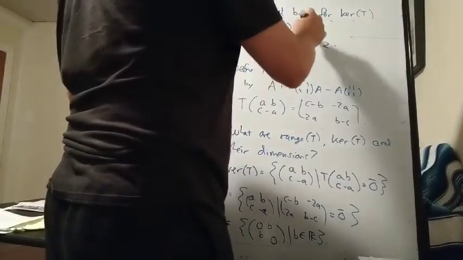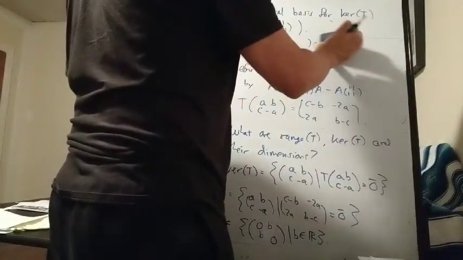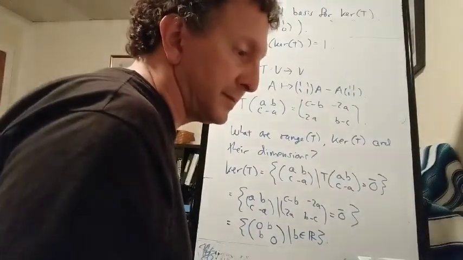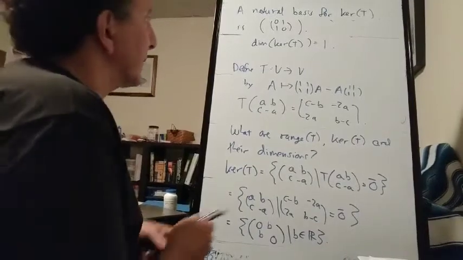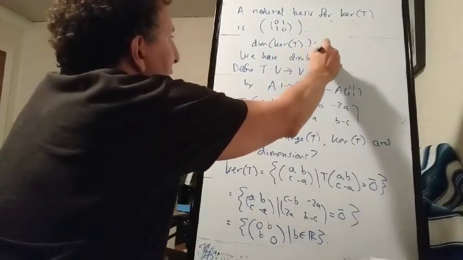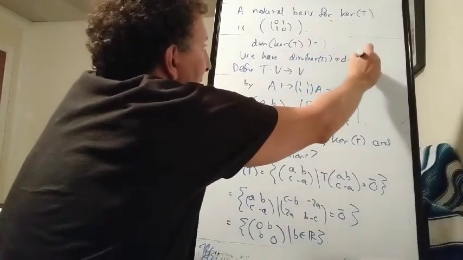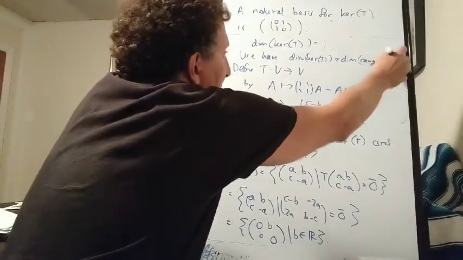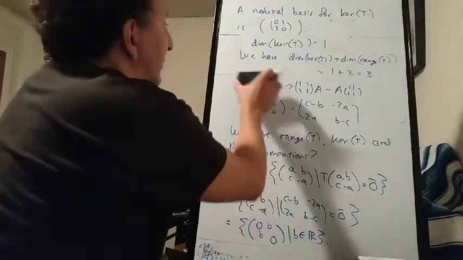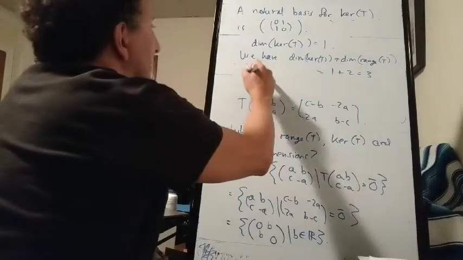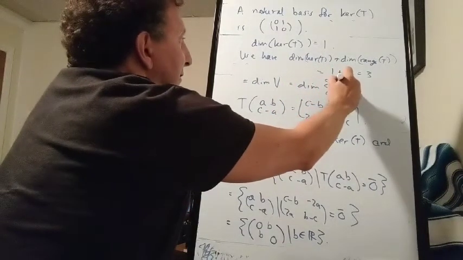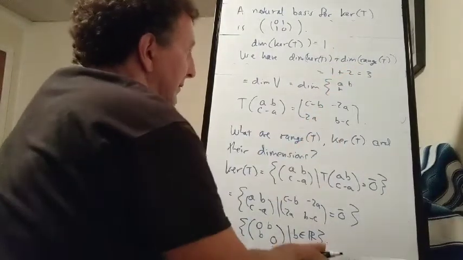We can take any multiple of it. So the dimension of the kernel is 1. And we have that if we add the dimension of the kernel and the dimension of the range together, we've got 1 plus 2, which is 3, which is the dimension of our space V. So the dimension of the space of all matrices A, B, C, negative A.